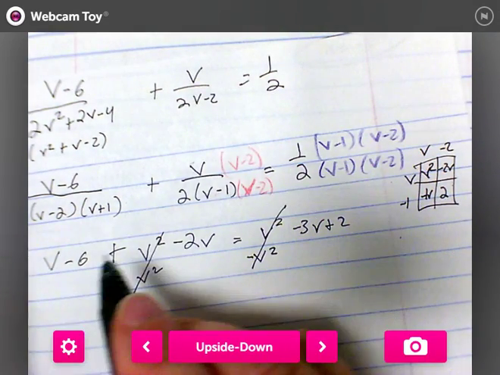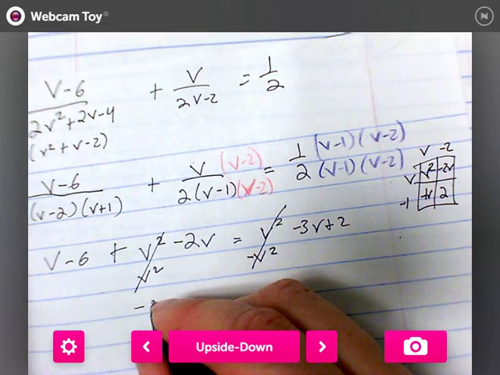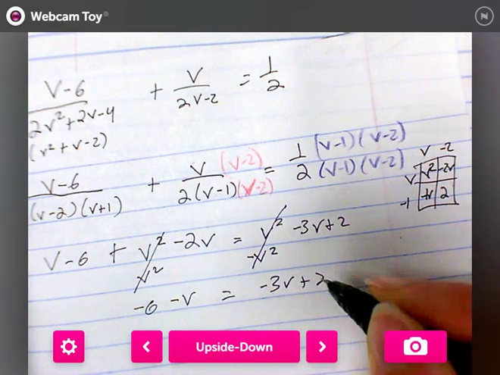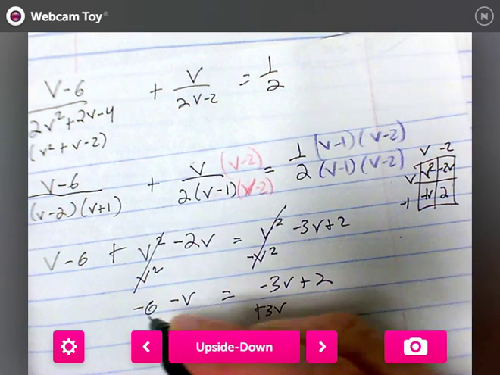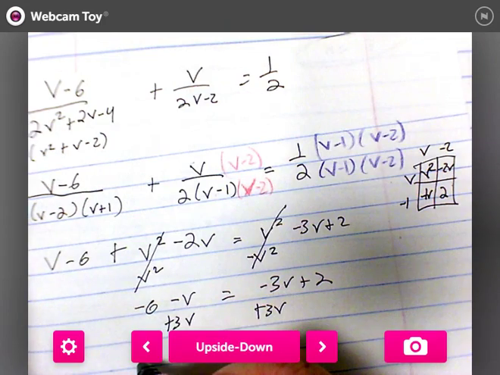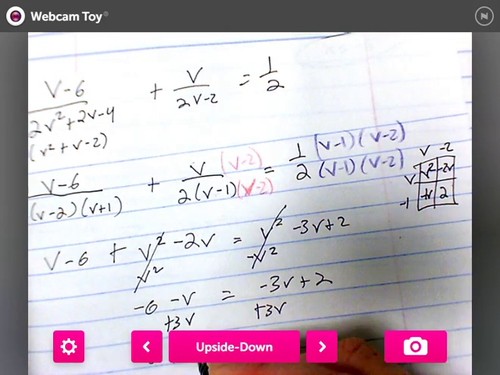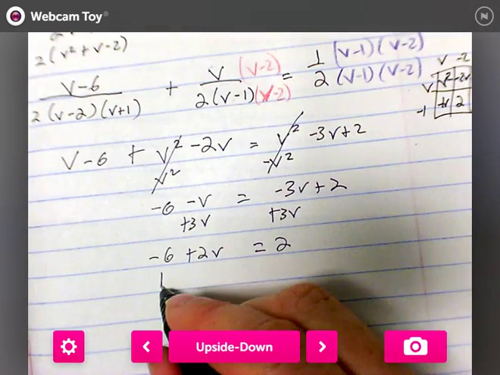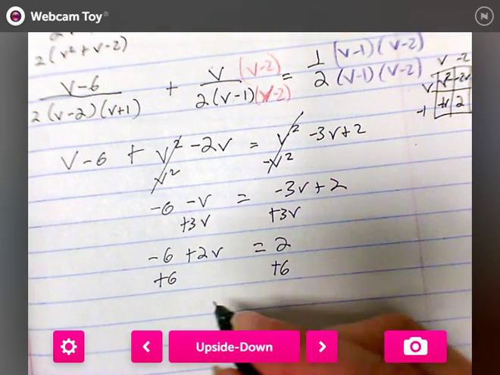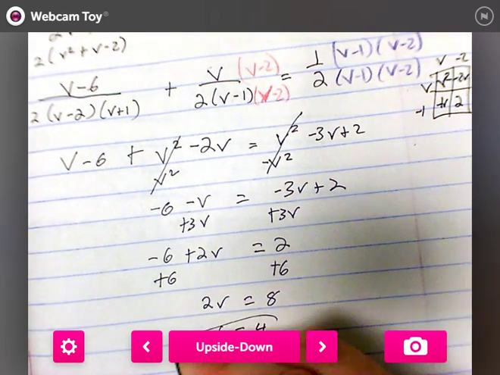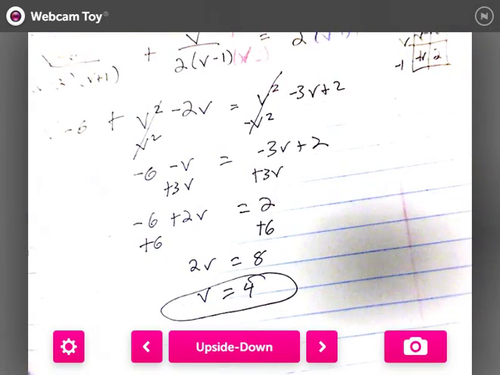Let's combine these as we go. So we get negative 6 minus v equals negative 3v plus 2. Add 3v to both sides. You could have added v to both sides, but I don't like negatives. Negative 6 plus 2v equals 2. Add 6 to both sides. 2v equals 8, and so v equals 4. And you're done. Okay?